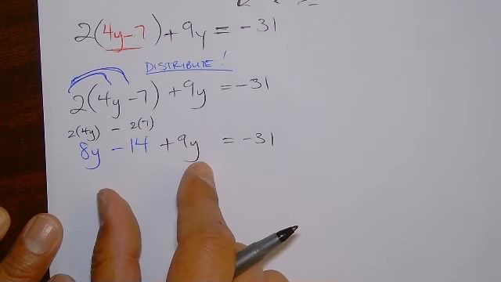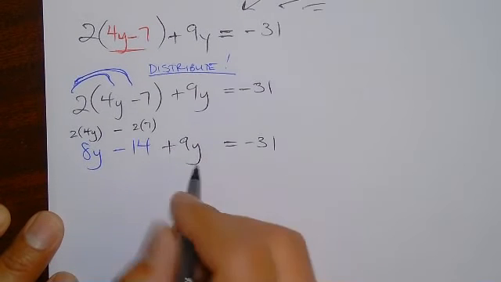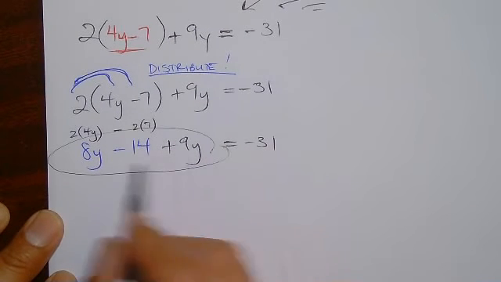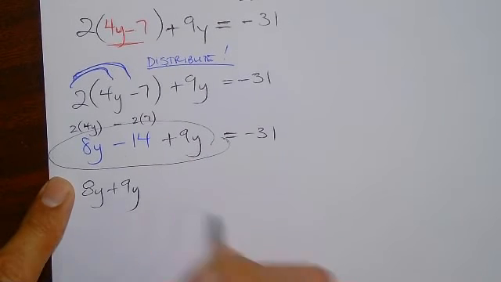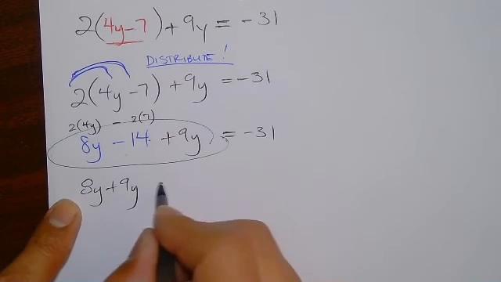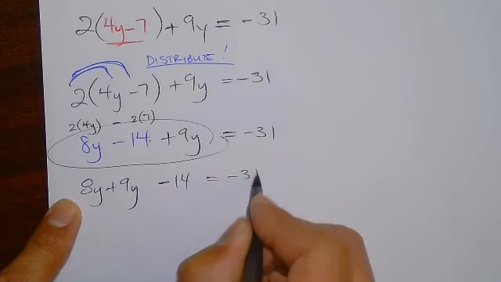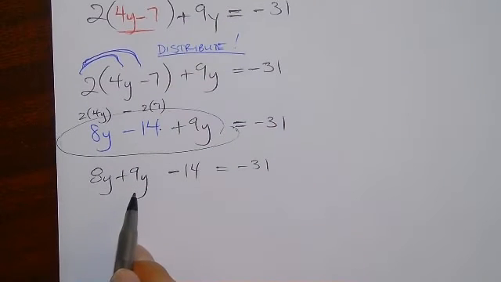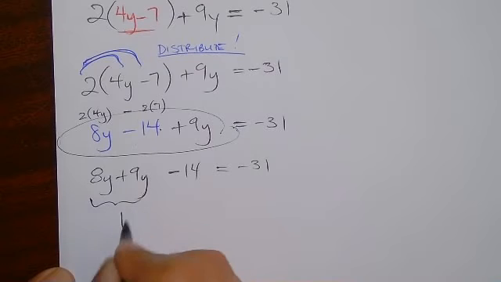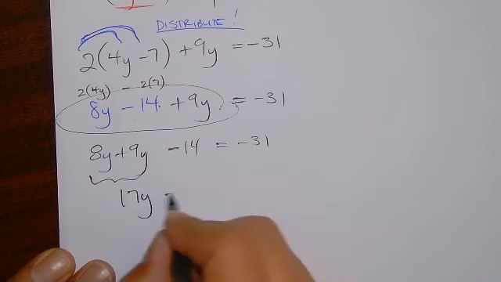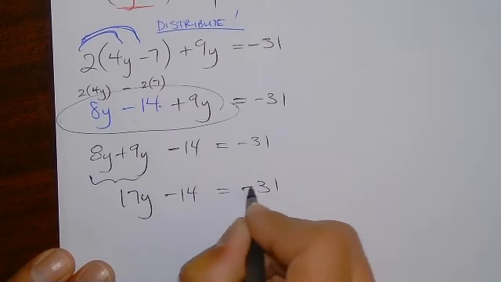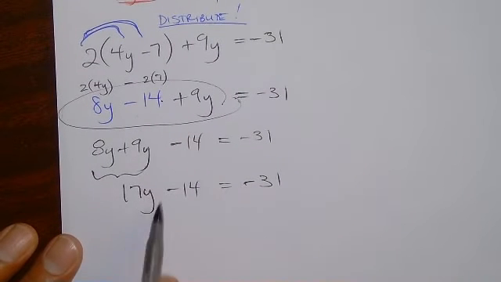Now, does everybody agree these are on the same side? Everything is on the same side, so I can combine things that go together. Does everybody agree 8y and 9y are like terms? And the negative 14 doesn't have a y, that's just a number. So when you combine like terms on this side, 8 plus 9, 17, you're right, 17y, and then I copy the rest: minus 14 is equal to negative 31.